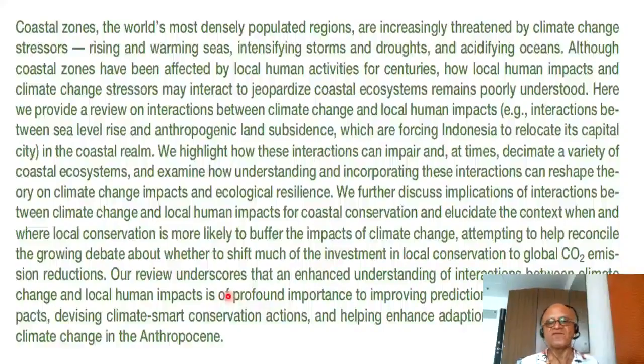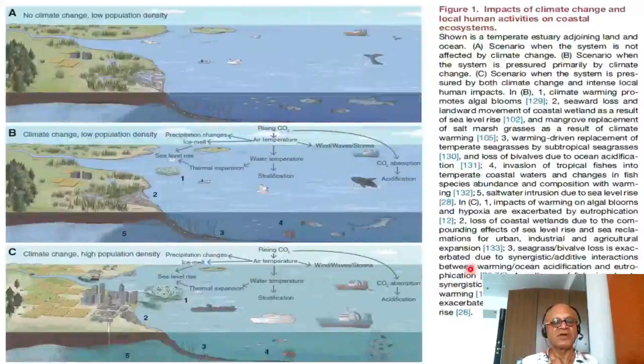Can we just have a tunnel vision on mitigation of CO2 and then achieve some of these goals at coastal levels? Our review underscores that an enhanced understanding of interactions between climate change and local human impacts is of profound importance to improving predictions of climate change impacts, devising climate-smart conservation actions, and helping enhance adaptation of coastal societies to climate change in the Anthropocene. So you have to just be careful about the word adaptation being used separately or synonymously.